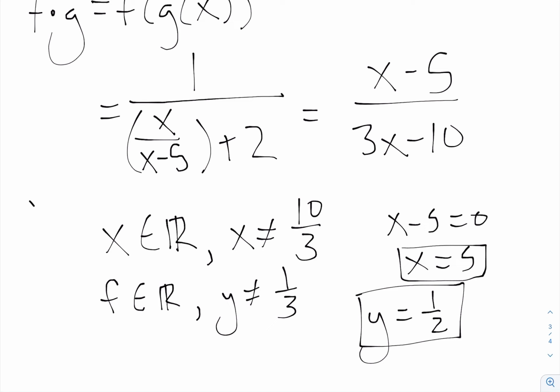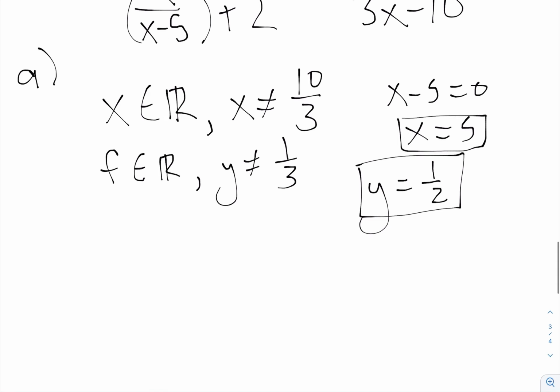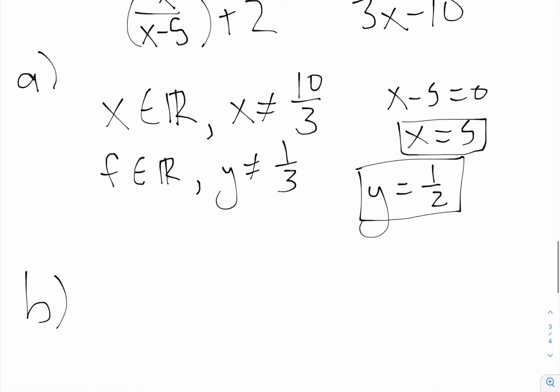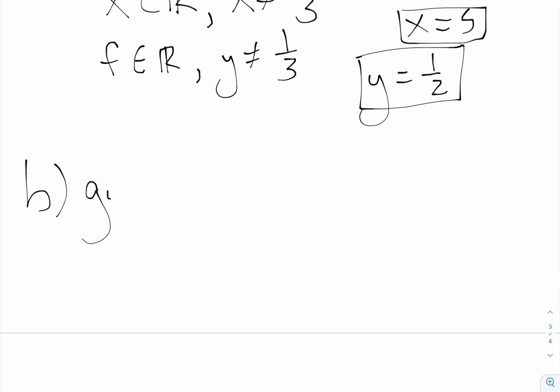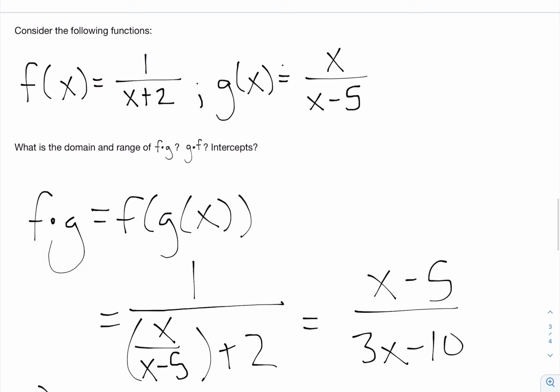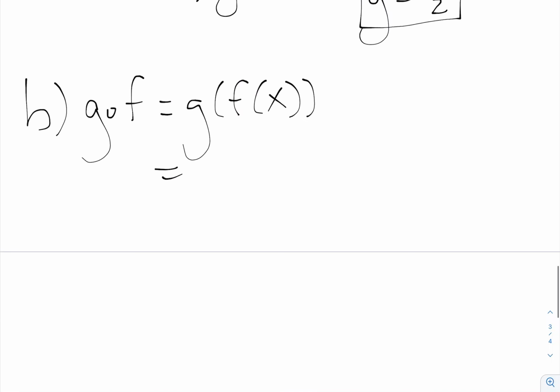Okay, so I'll call this right here part A. And then part B, that's for g of f of x. So g, with this little circle, of f equals g of f of x. Now we're going to look at the function g, and every time we see x, we're going to replace it with 1 over x plus 2. So it's going to be 1 over x plus 2 over 1 over x plus 2 minus 5.